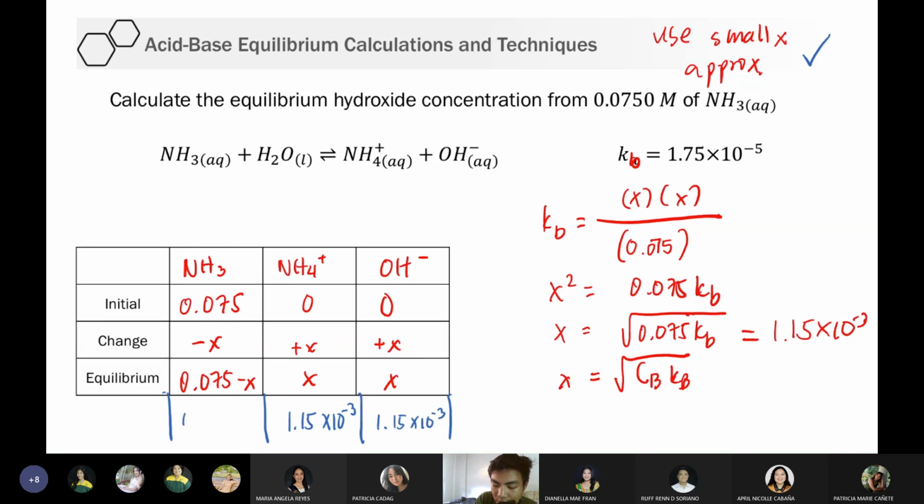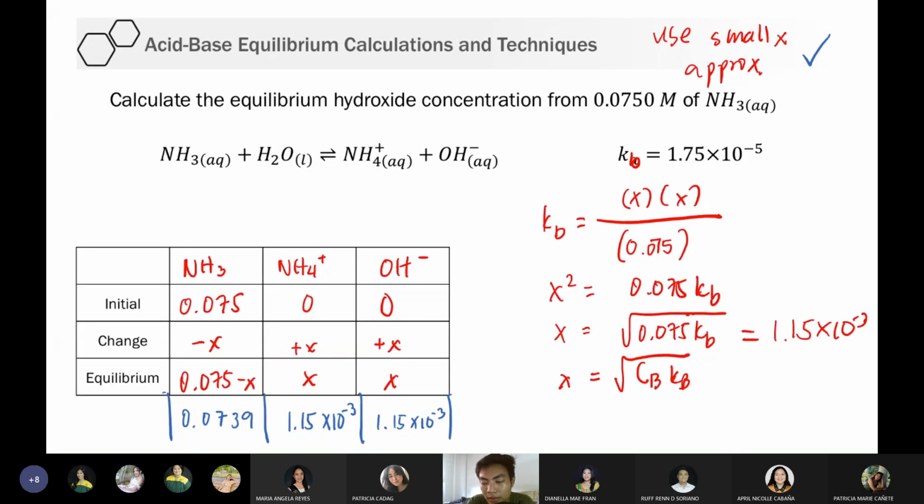So, that's 0.0739. Okay? So, ganun lang. Tapos na tayo sa problem. Wala na tayong iintindihin about symbol lab, paano i-plug in yan sa calculator. No more. As long as your problem qualifies sa square root sa small x approximation natin.